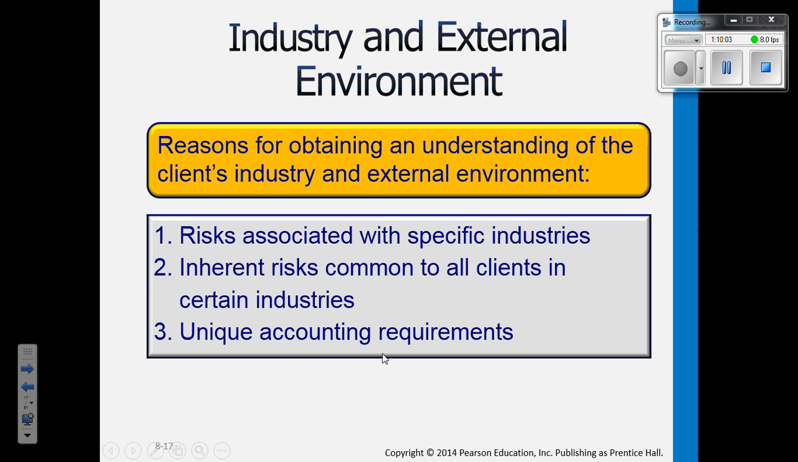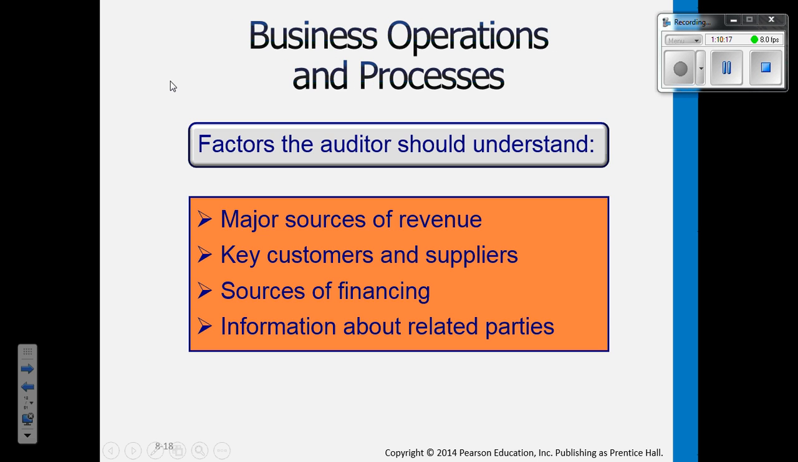So anyway, industry and external environment. Why would we want to do that? Well, they're more risky in some industries than others. We talked about that. Inherent risk common to all clients in certain industries. Unique accounting requirements. We need to make sure we have the expertise.